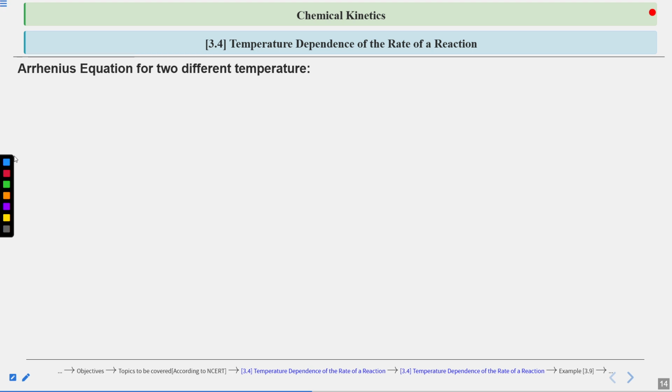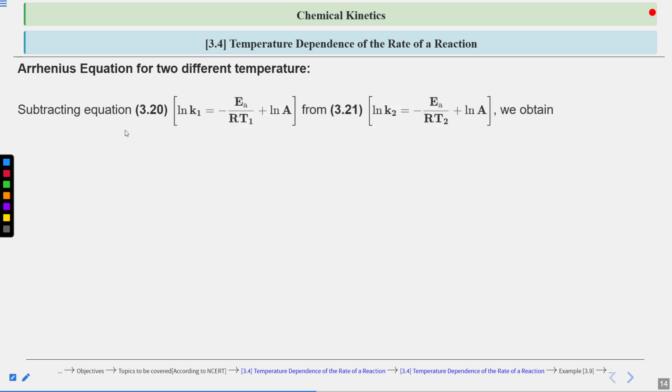Continuing on this topic, let's subtract equation 3.20, which is ln k1 equals minus EA by R T1 plus ln A, from equation 3.21, which is ln k2 equals minus EA by R T2 plus ln A. When you subtract these two equations, 3.21 minus 3.20, you obtain ln K2 minus ln K1 equals EA by R T1 minus EA by R T2.